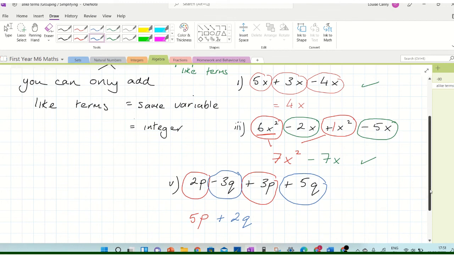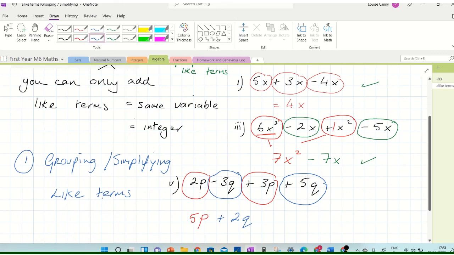So that is a brief recap on the first skill that you need to know, which is grouping or simplifying, and understanding that you can only group and simplify like terms. So that's the first thing that you really need to be able to do in algebra.